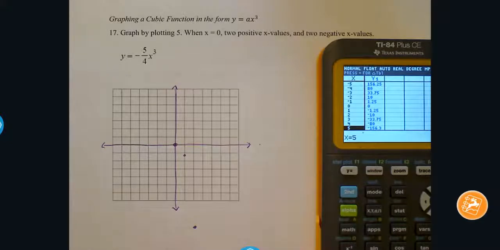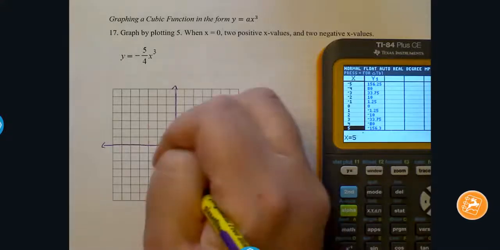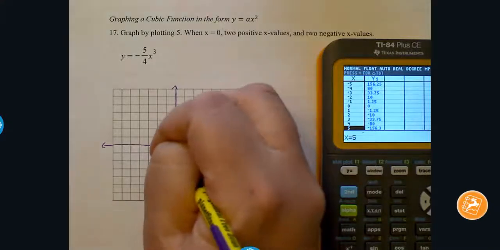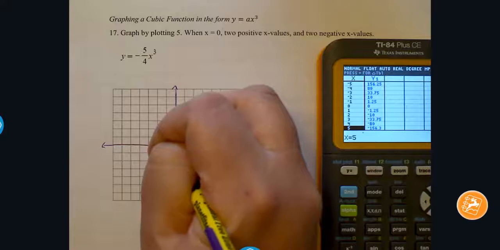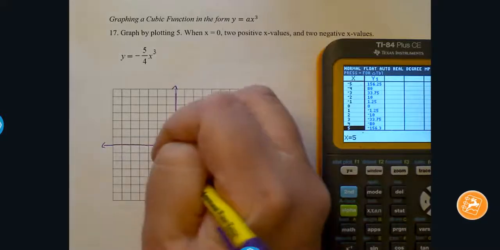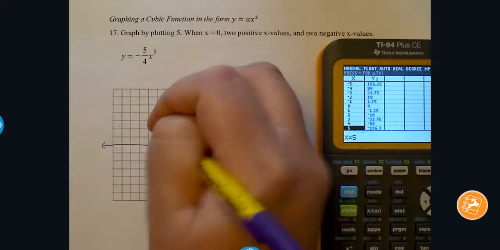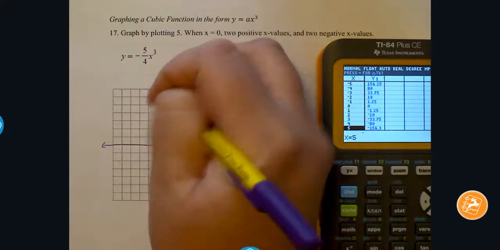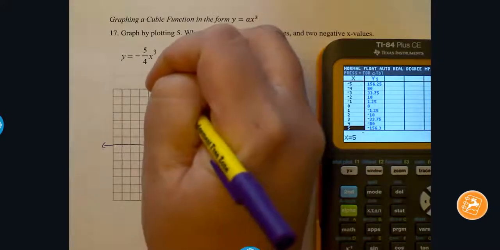Okay. And then they want 2 negative X values. So we're going to use negative 1, positive 1.25. And then negative 2, positive 10. So we're going to go to negative 2, positive 10, counting up the grid.